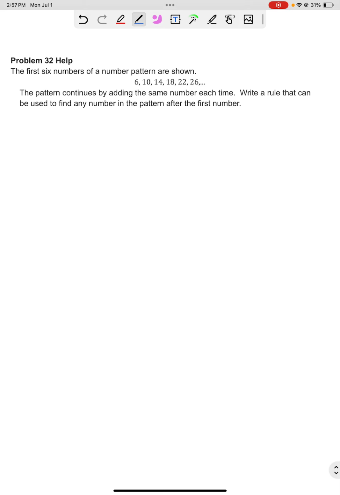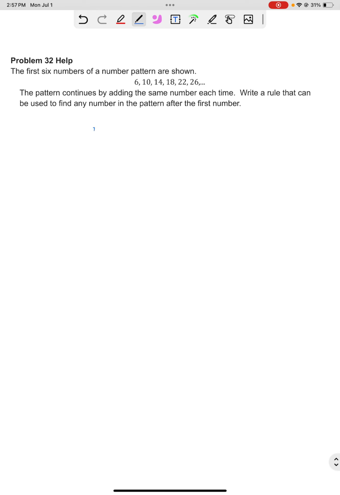So this problem is a problem about sequences of numbers. When you have a sequence, it's like a list, but there's a pattern involved. In this case, it's 6, 10, 14, 18, 22, 26. There is some sort of pattern, and this specifies that the pattern continues adding the same number each time. So there's actually kind of a hint here. We're adding a number. And the question is, what is that number?